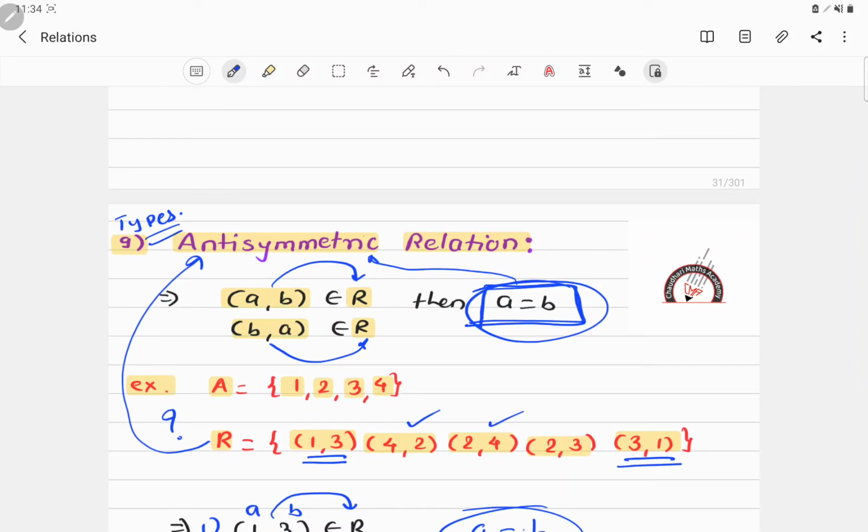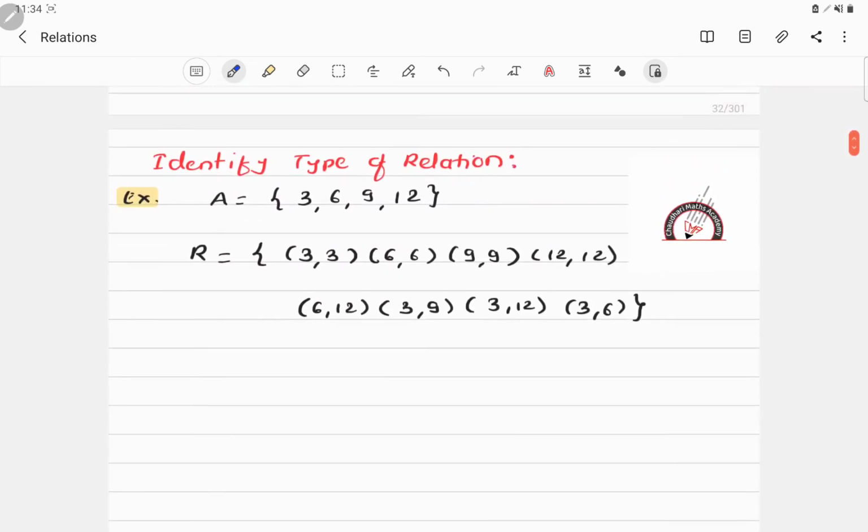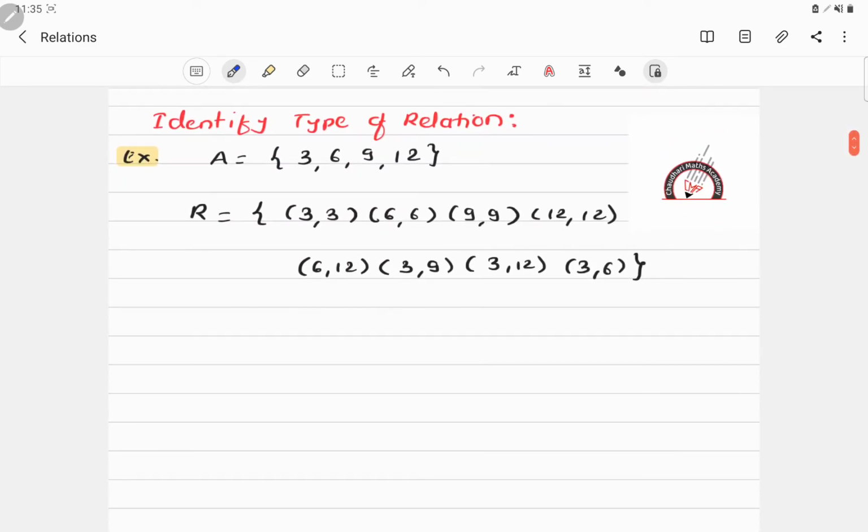So friends, today we discussed total 9 types of relations, and just go through all these 9 types. They are extremely important for your objective examination. Every year they ask one question on types of relations in JEE Main, so it's highly important. Okay, now let's cross check your knowledge and your understanding using this example. So through this example, I really want to check whether you really understood this concept or not.